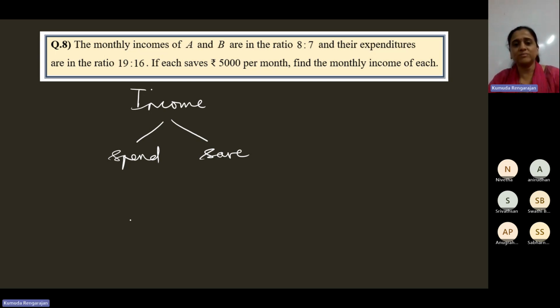The monthly incomes are in the ratio 8:7. So expenditure plus savings is equal to income, correct? Expenditure is what you spend plus the savings. These two put together is your income. From where do you spend money? From your income only, no? And how do you save? From your income. So your expenditure and savings put together is your income.